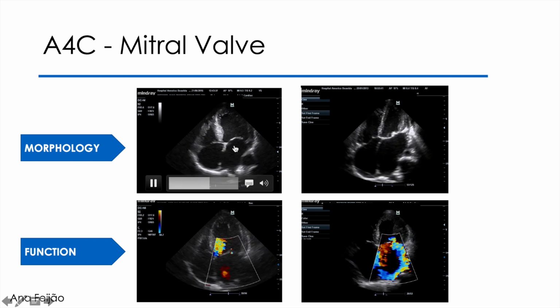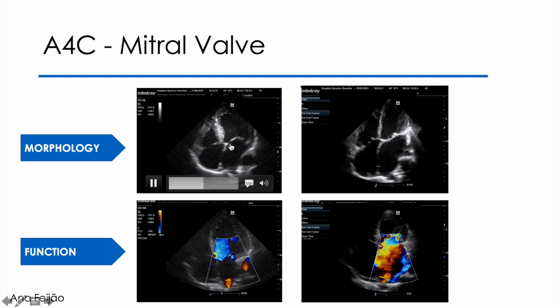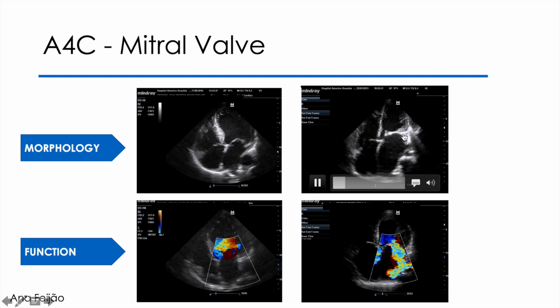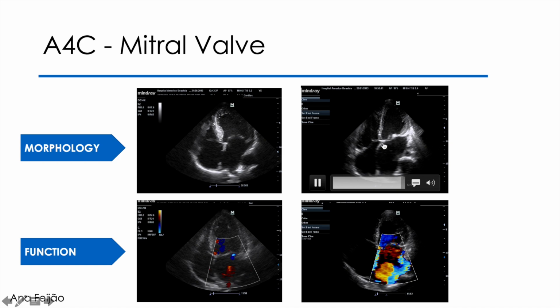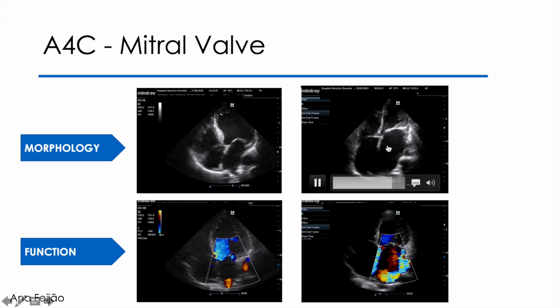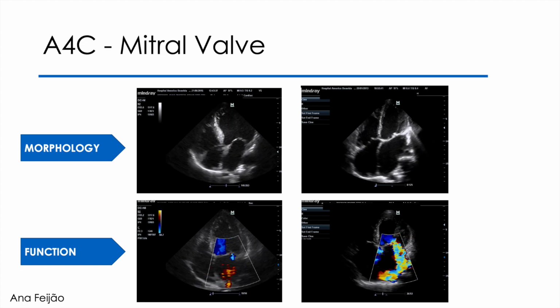In these examples, we can see a normal valve, with preserved opening and only slight thickening. But in the example on the right, we already see a very calcified valve. This hyperechogenicity in the ring and leaflets is a sign of calcification, without the characteristic definition of the leaflets.